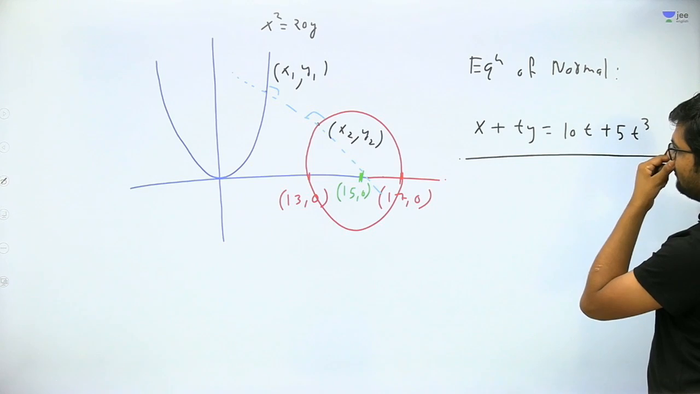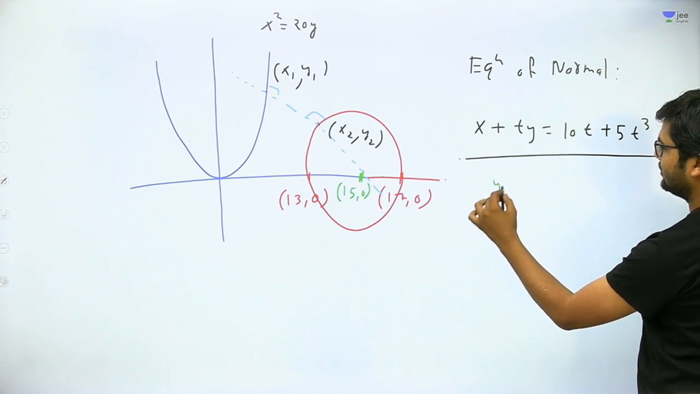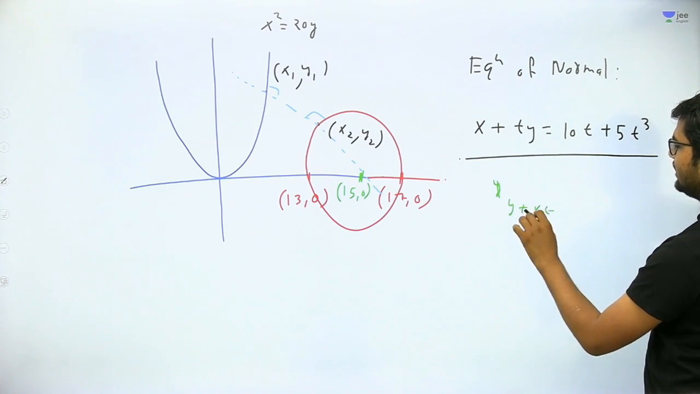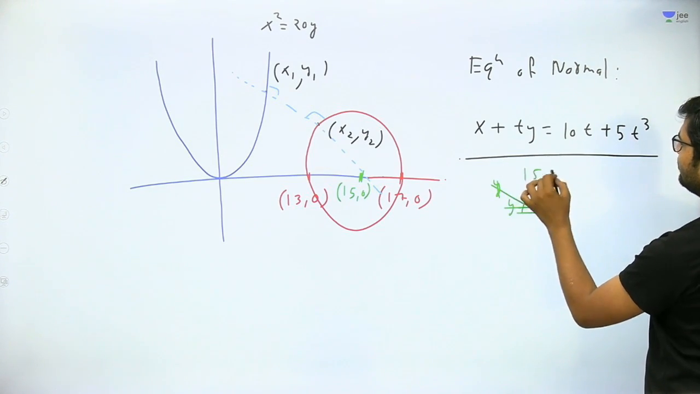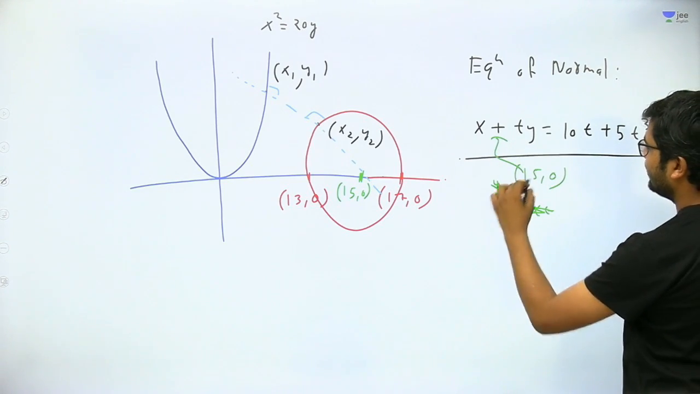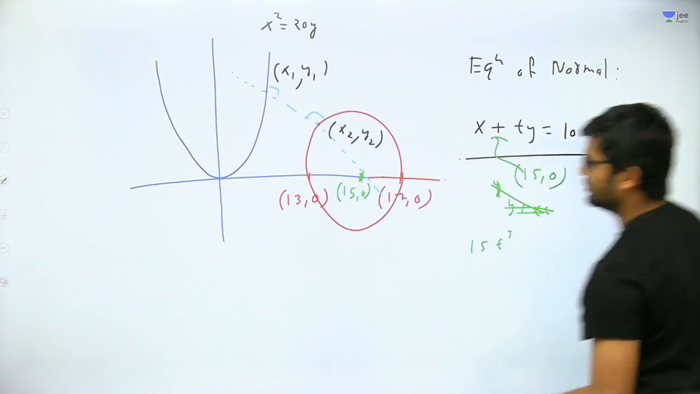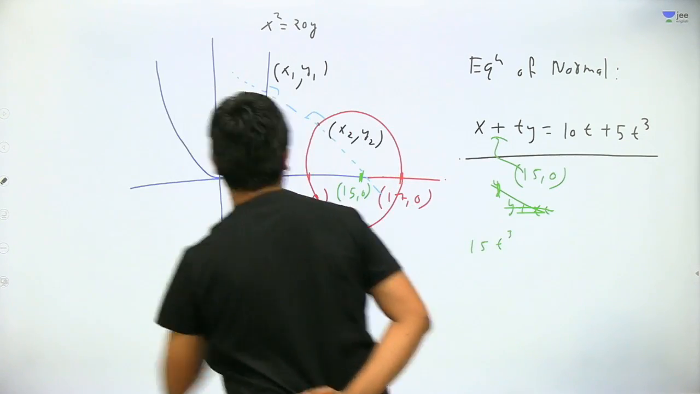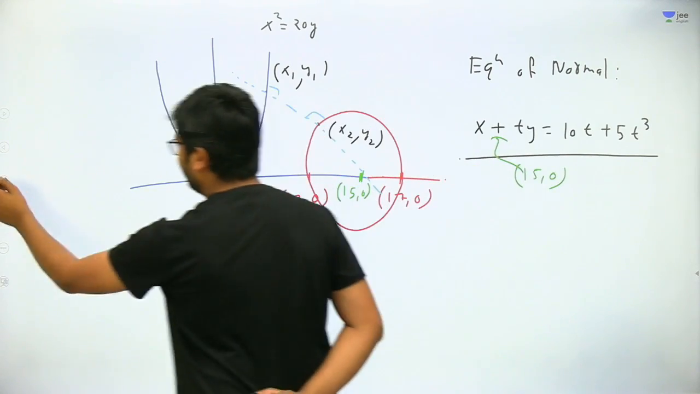Generally it is y plus xt, so it will become x plus ty. Yes, very good. This is the situation. So 15, 0, you just put this point in the equation of the normal, and you will get the value of t. So 5t cube, 5t cube.